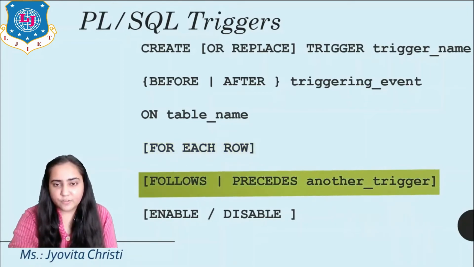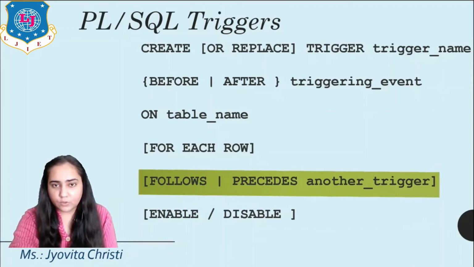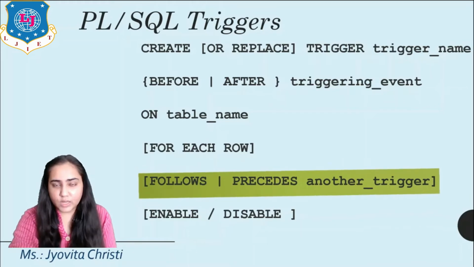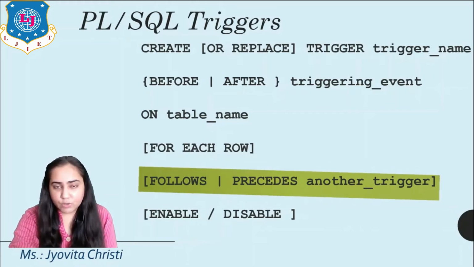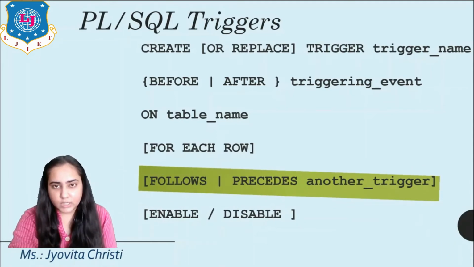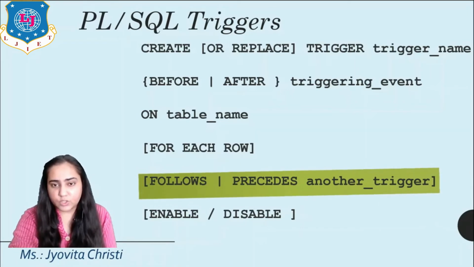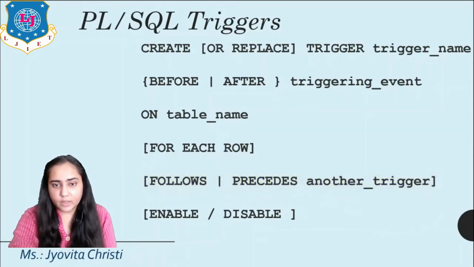The next part is the follows or precedes another trigger. So this is where you can link one trigger to another trigger. So if you would like two or three triggers to execute on the same kind of table, then you can mention the follows or precedes condition to show which trigger should take place first and which should take place next.